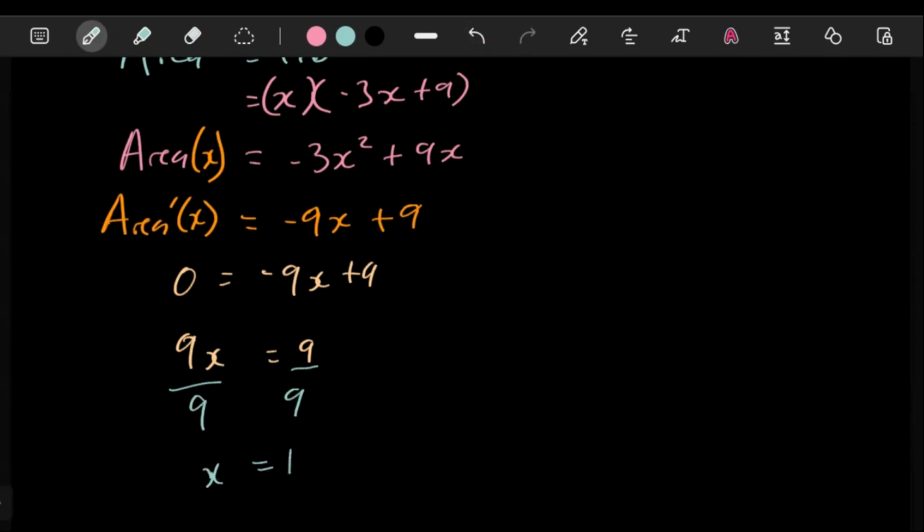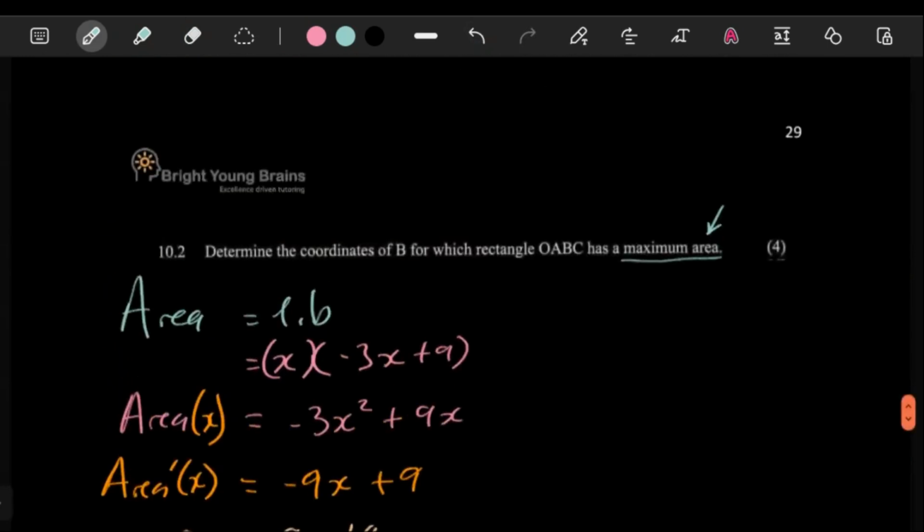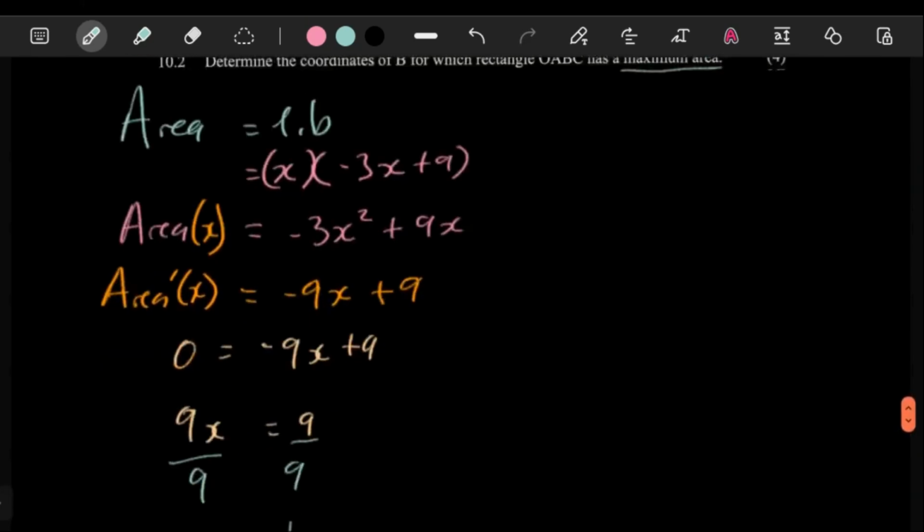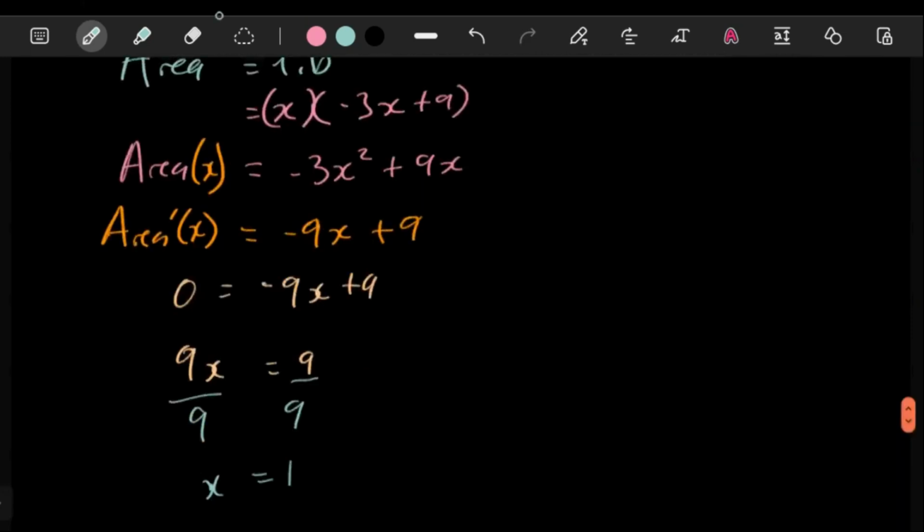With what we have gotten here, we're obviously not done, because we need to determine the coordinates of B for which the area will be a maximum. If the area is a maximum, x is 1, but this doesn't look right. Why does it not look right? Because it's a 6, bruh. 3 times 2 is a 6. So it's 2 over 3. That's the x value that will produce the maximum area.